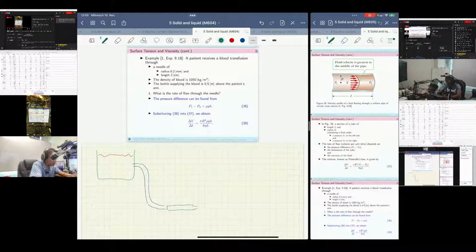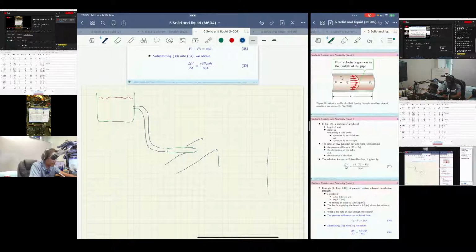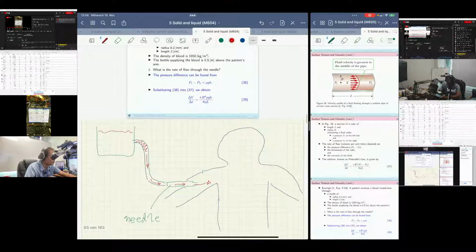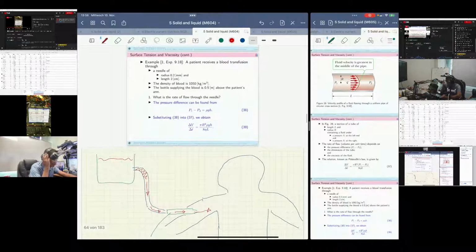And it is inserted in the human arm. This person, and this is the needle, right? So the blood, which is the red one here, is going to flow like this. It's going to flow through the needle and move into the patient's body. All right, let's capture every detail.